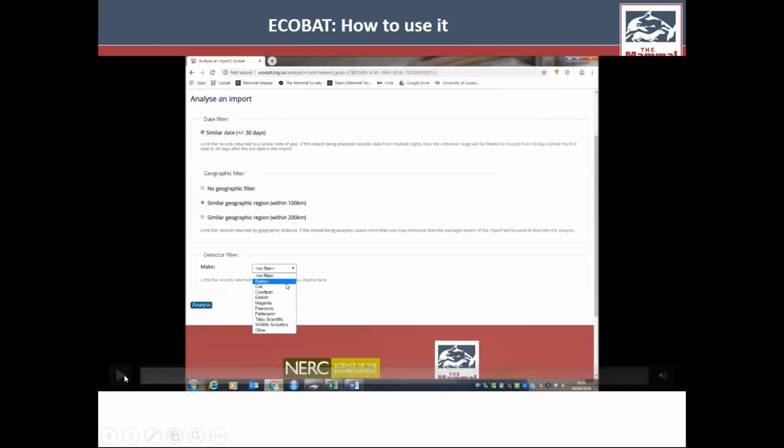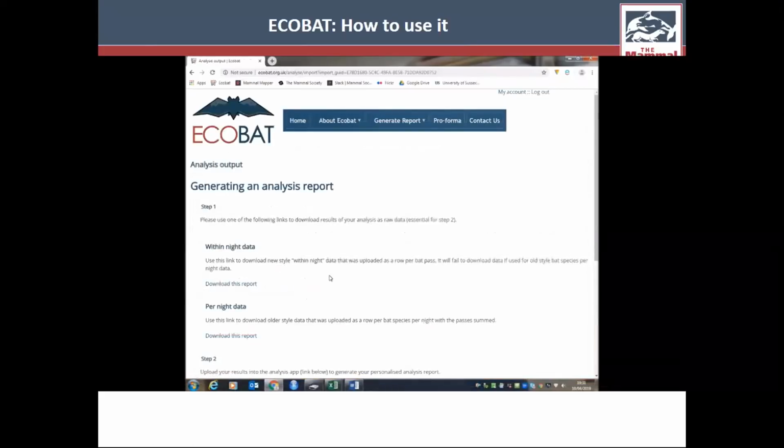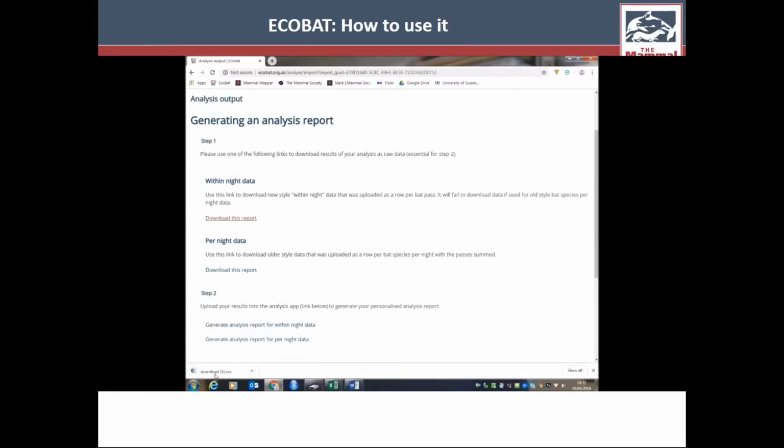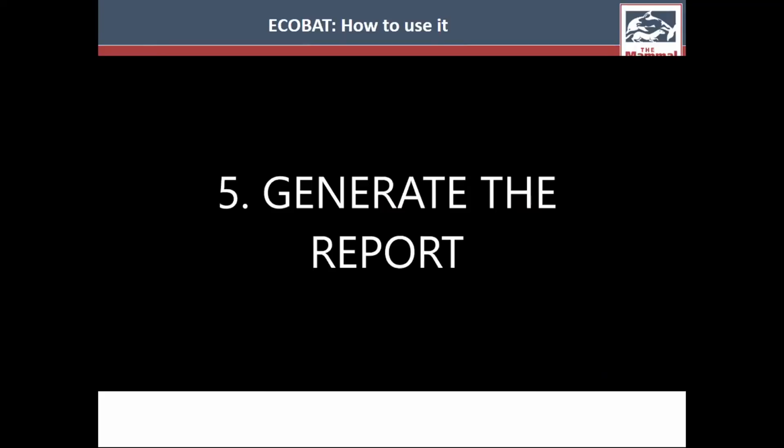Okay, great. So just for testers, I just ran this without a filter. And if you click analyze, and basically just to explain why this is now split into two. So the new upload is the within night data. So that's what we're focusing on from now onwards. But just if you already have your old uploaded data in the system, then you can use the per night data analysis.